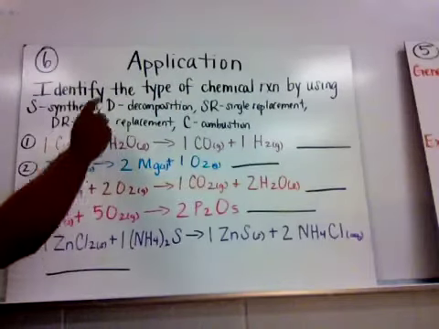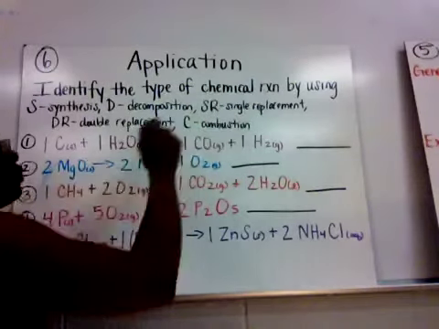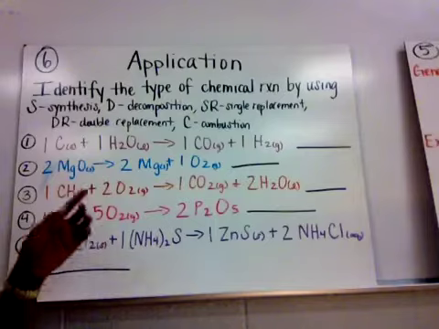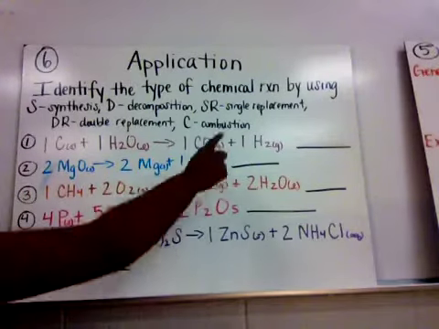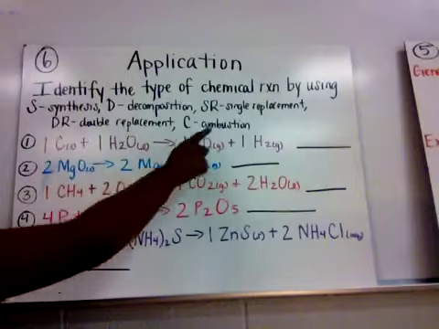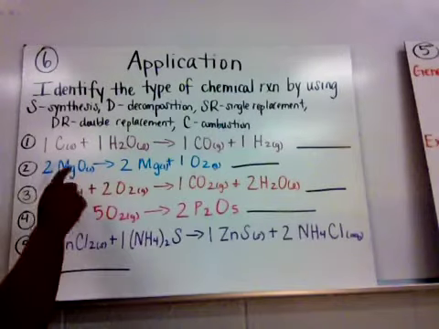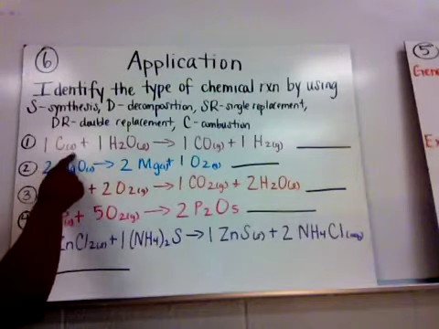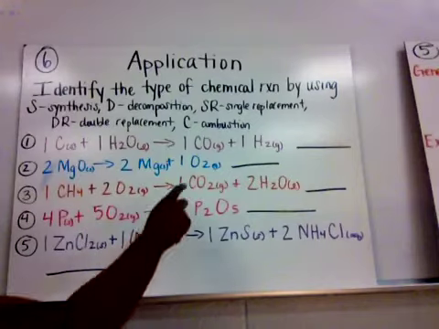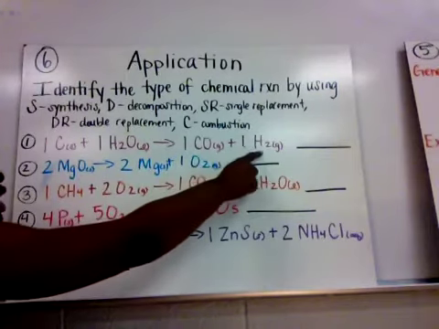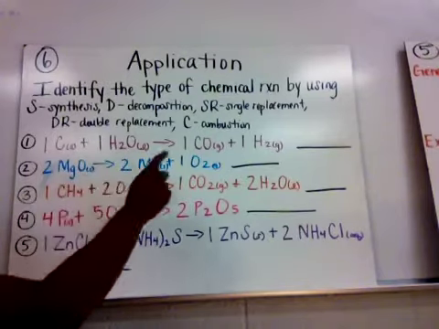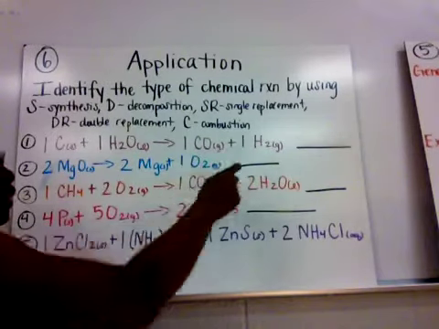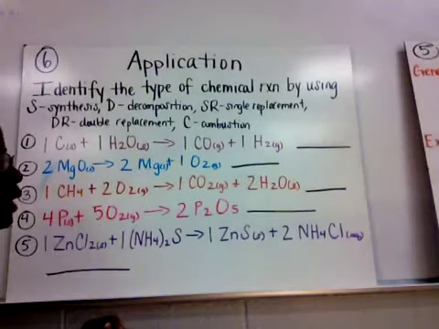Application here. So what we're going to do is identify the type of chemical reaction being used by showing an S for synthesis, a D for decomposition, SR for single replacement, DR for double replacement, and C for combustion. So here we have 1 atom of carbon plus 1 molecule of water. We get carbon monoxide and hydrogen gas. So if you notice, we have 1 element here and 1 compound. Then we get 1 compound and 1 element. So this is single replacement.